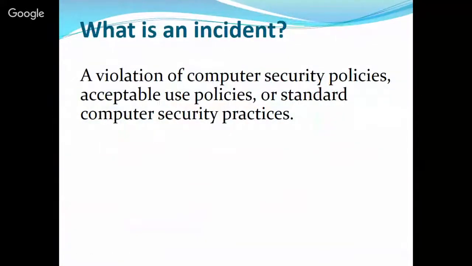What is an incident? First, we will look at what is meant by incident. Violation of any sort of computer security policies, acceptable use policies, or standard computer security practice is termed an incident. Below mentioned two are such examples.